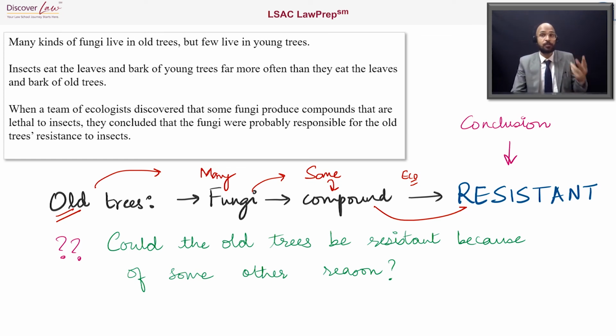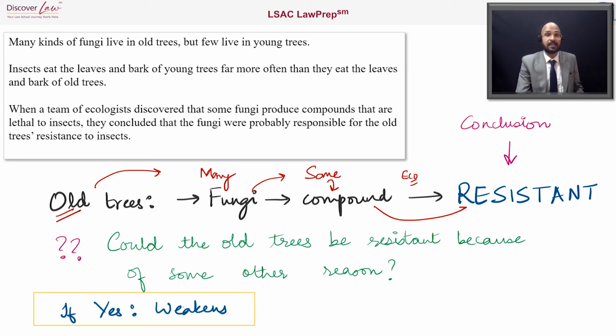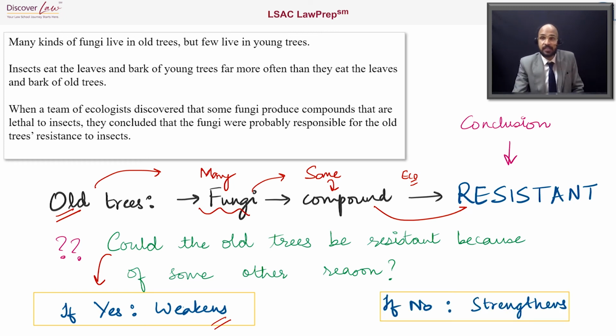So there could be two sides to this, right? If the answer is yes, they could be resistant because of some other reason, then it weakens the argument, because the argument is saying that it is because of the fungi. But if you say that it is because of the fungi alone and there can be no other reason for the resistance of the trees, then it strengthens the argument.